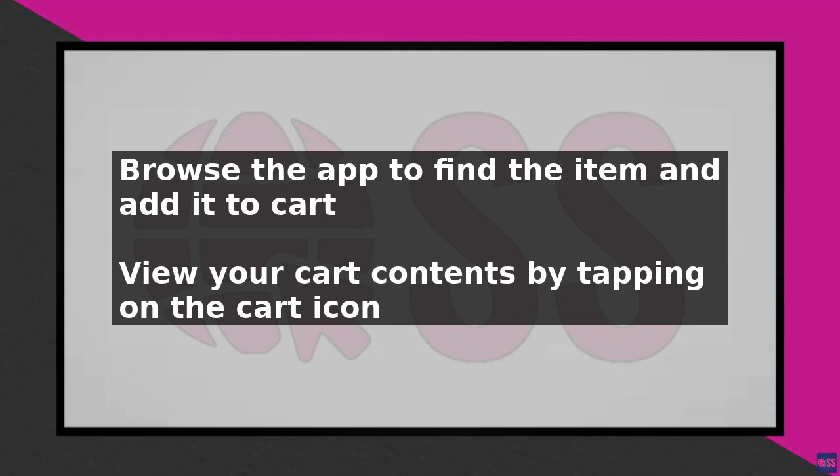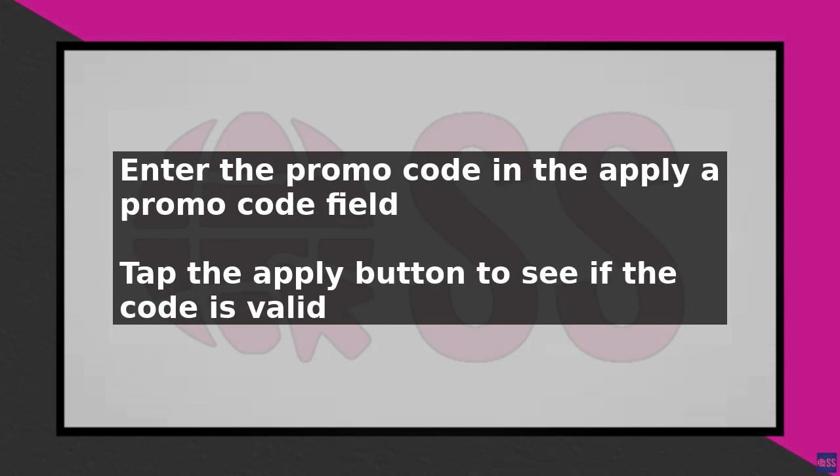Below the subtotal, you will see a field that says Apply a promo code. Tap on this field to bring up the keyboard and enter your promo code. Make sure to enter the code exactly as it appears, as promo codes are case sensitive. After entering the promo code, tap the Apply button to see if the code is valid.